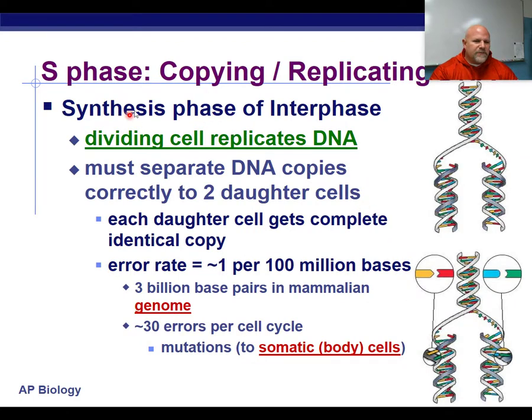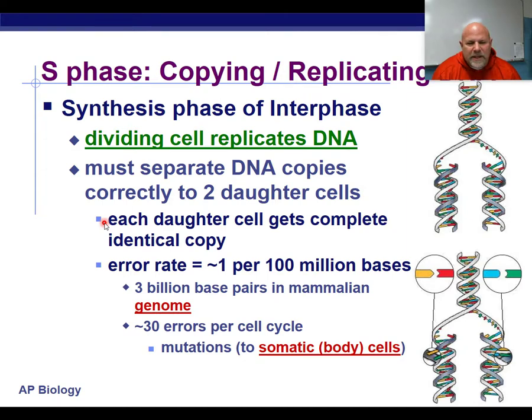Okay. Part of the S phase is replication of DNA. Replication of DNA is super important, and it has to be done correctly. In the S phase, we take apart the original copy and we make 2 new copies so that each daughter cell can get a complete copy. And there are a lot of mistakes that have to be corrected.